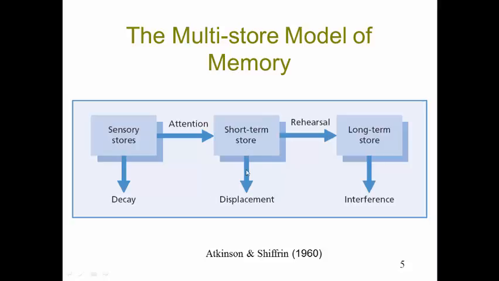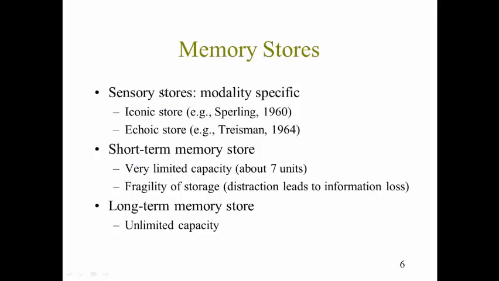The short-term store has a limited capacity, and once we exceed that capacity, any new information may displace information that's already in there. Sometimes it might be difficult to retrieve information from the long-term store because of interference, and we'll look at all these different principles in a bit more detail in a second. So just in short, these are the three systems of the multi-store model of memory. The sensory stores are modality specific and keep information for a very brief period of time. We have an iconic store that deals with visual information, an echoic store that deals with auditory information.